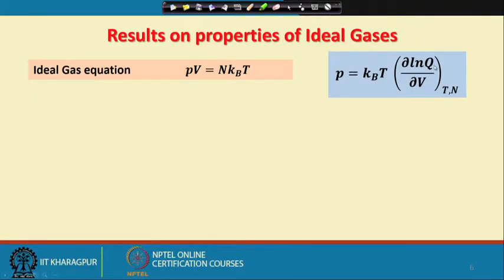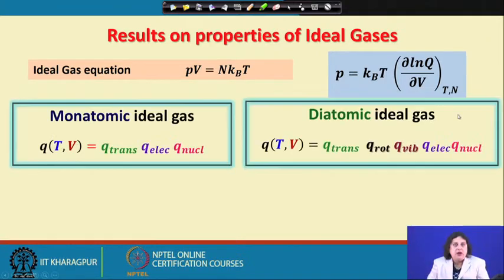Now, we have already seen in the last lecture that the pressure is related to the derivative of ln Q with respect to volume, keeping temperature and the number of particles constant. Now, if I think about the structure of small q on which this capital Q depends, we find that in both cases the explicit volume dependence of the small q term comes through the translational partition function.